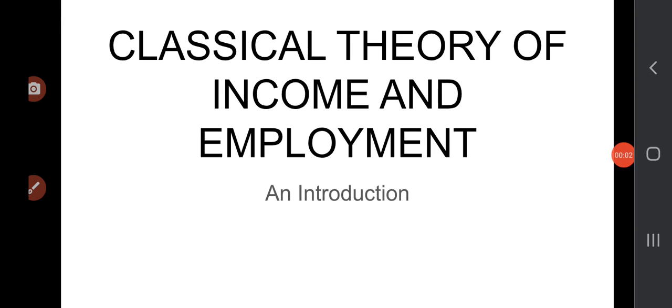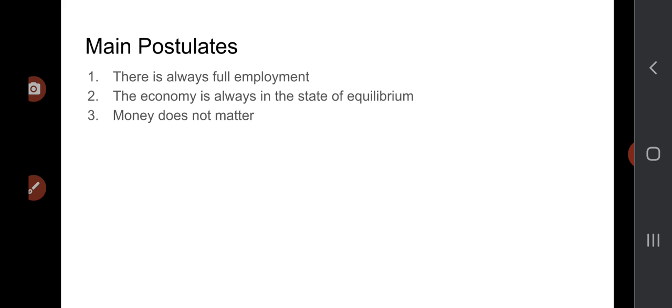In this lecture, we are going to understand some of the basics of classical theory of income and employment. Let us begin with the classical postulates. The main postulates of the classical economics are: number 1, there is always full employment.